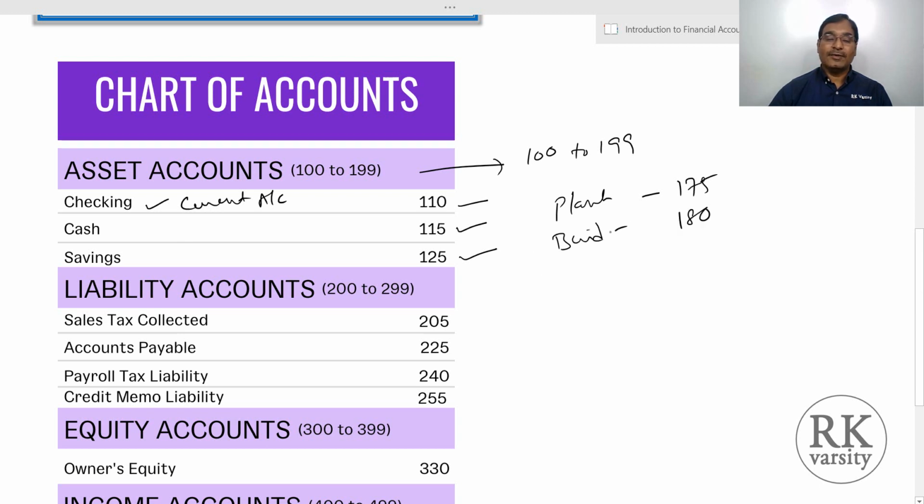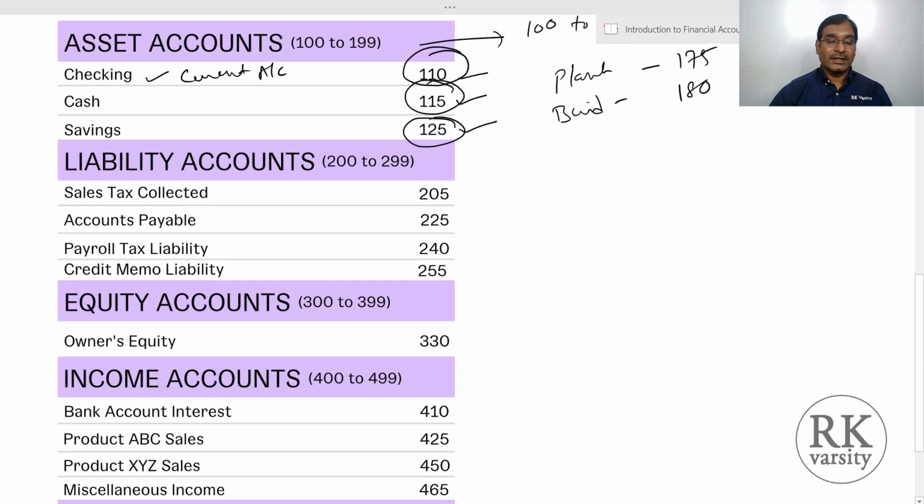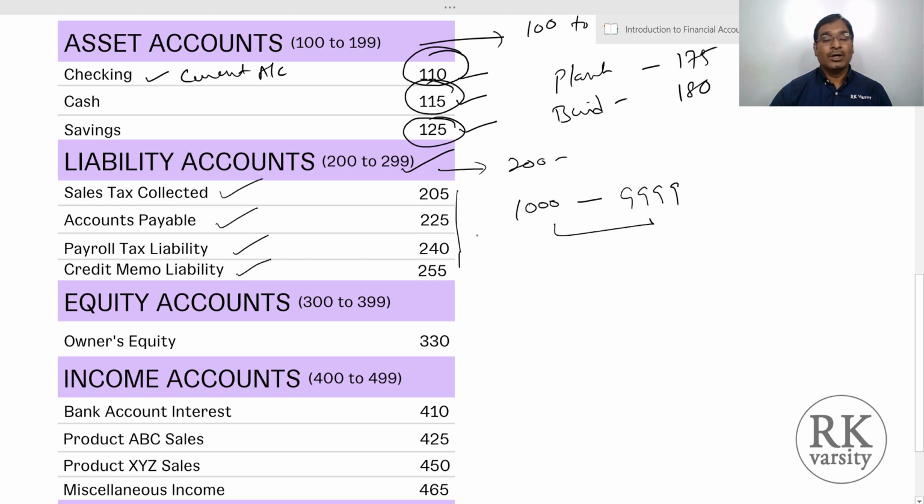So we are coding them, in the sense we are giving a number. We are creating a chart of accounts and creating codes, so that while running your applications or entering your data, it would be easy for you just by looking at the chart of accounts and their codes. Similarly, for liabilities, we give a block from 200 to 299. In that, sales tax collected 205, accounts payable 225, payroll tax liability 240, credit liability 240. It is not that exactly you go this way, but based on the size of your organization, based on the number of accounts that you have, you may have a bigger series also. Say somewhere you can start your series with 1,000 to 9,999. If you have a large volume of operations spread across countries, in such a scenario, you can code them any way.